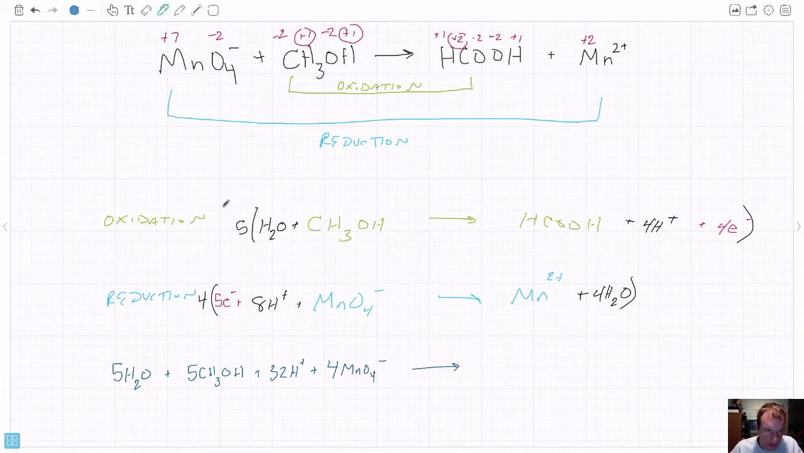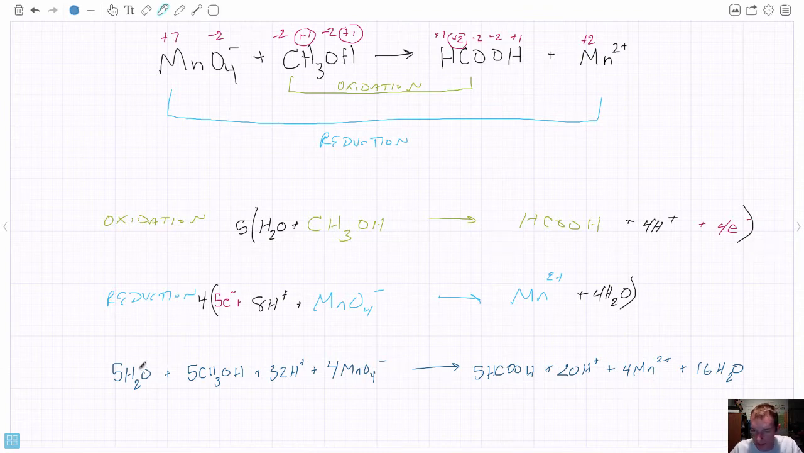Now we're going to go to our product side. 5 times 1, it's going to be 5 formic acids, HCOOH, plus 5 times 4, which is 20 H pluses, and there's your 20 electrons. We're going to leave those alone, plus 4 times 1, 4, Mn2 plus 4 times 4, which is 16 H2O.